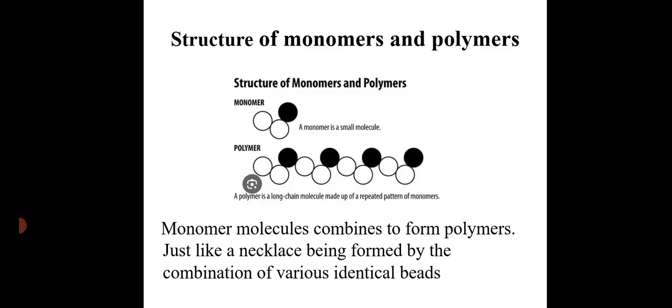So now look at the structure of monomers and polymers. Here a monomer is a small molecule, then these monomers can be combined to form a long chain molecule called a polymer. That is, a monomer is a small molecule and a polymer is a long chain molecule made up of a repeated pattern of monomers. Just look at this picture.